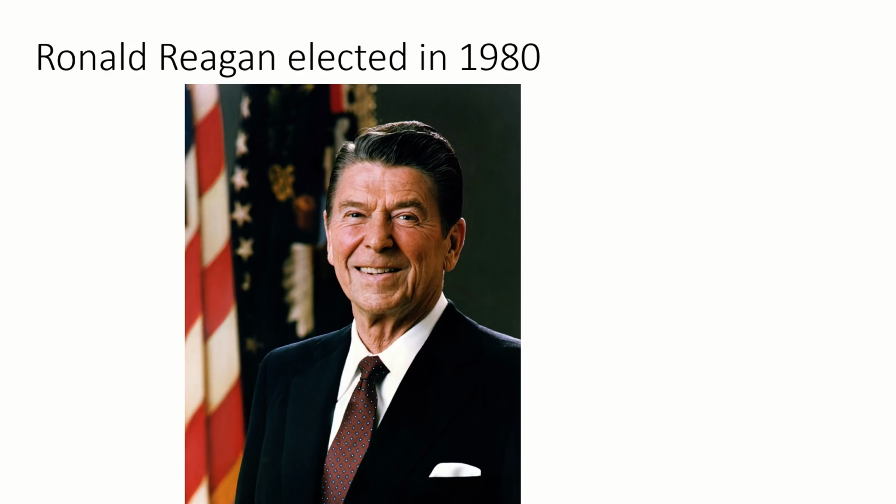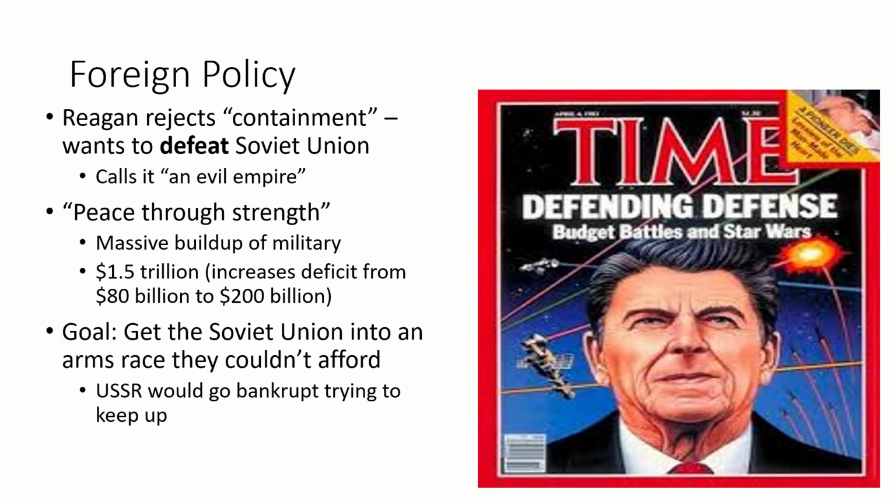And so in 1980, Ronald Reagan is elected president, and he is going to come in with a very different foreign policy idea. Reagan will be the first president in some time to reject containment. And in fact, he will want to defeat the Soviet Union, and he openly called it in speeches the evil empire. Reagan also was an advocate of peace through strength, and he spent $1.5 trillion on defense to have a massive military buildup, including programs like Star Wars, which was a missile defense system that fired lasers that never actually was completed.